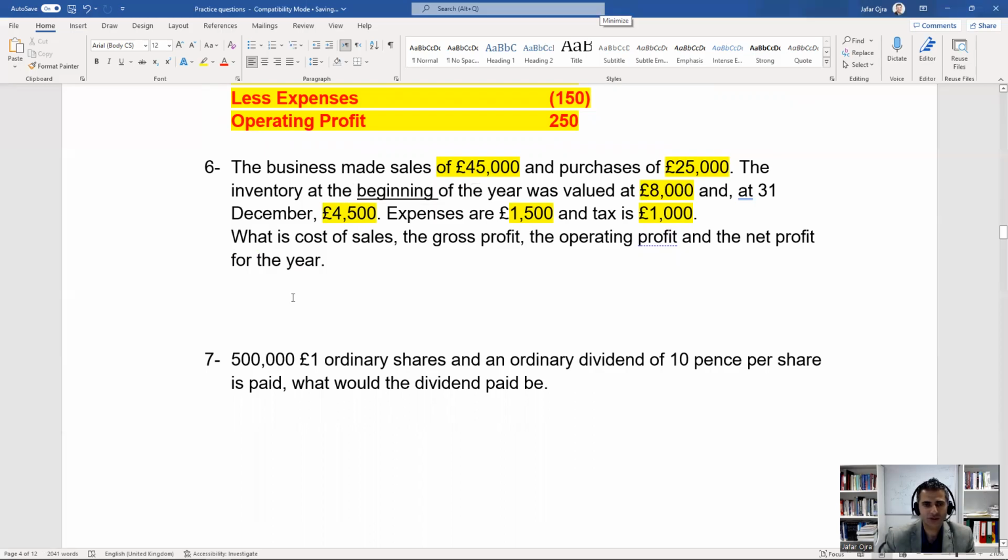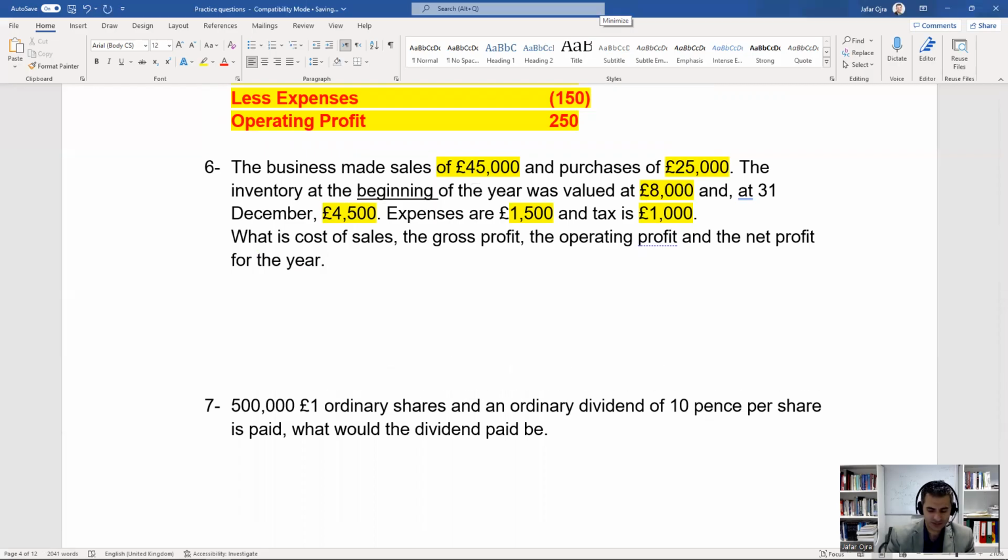So there's a lot of things you need to do, but let's calculate the cost of sales first. Okay, let's see how to do it. Sales.